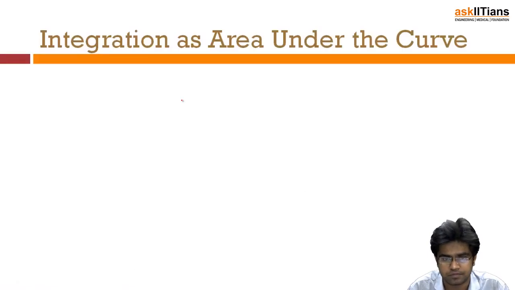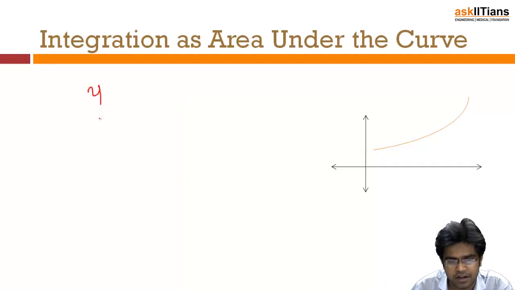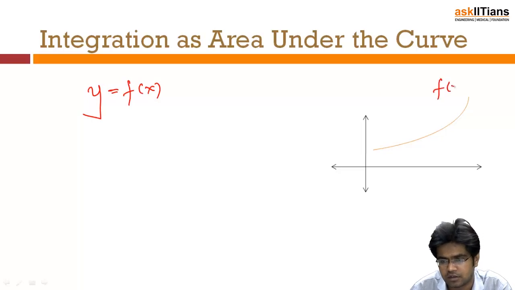Let's explore more. As I said, integration is nothing but the area under the curve. So suppose we have any curve, let's say y is equal to f of x, which is this curve f of x. Now, how this theory came into existence, that's the main important point. How are we finding the area under the curve?